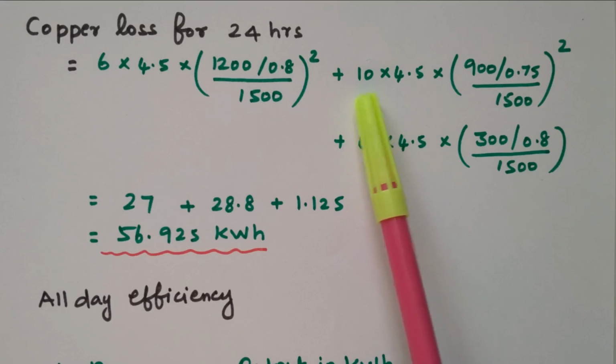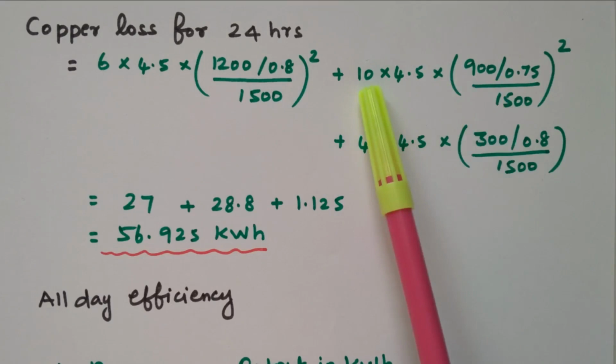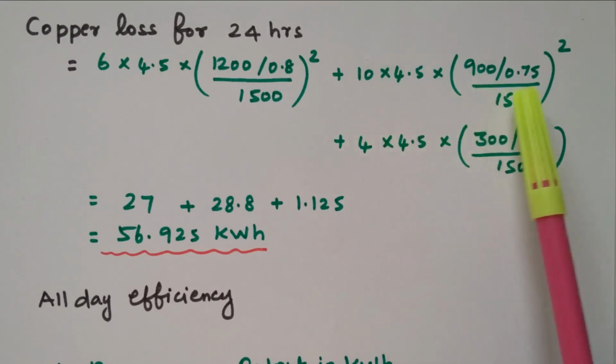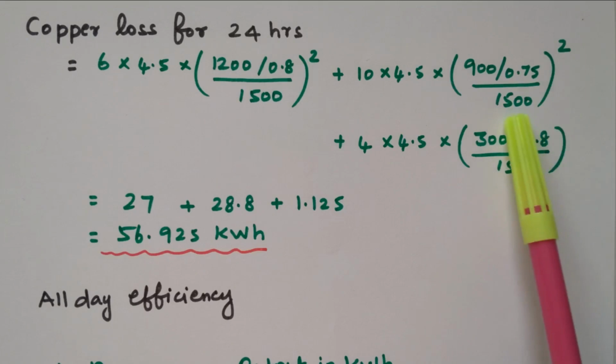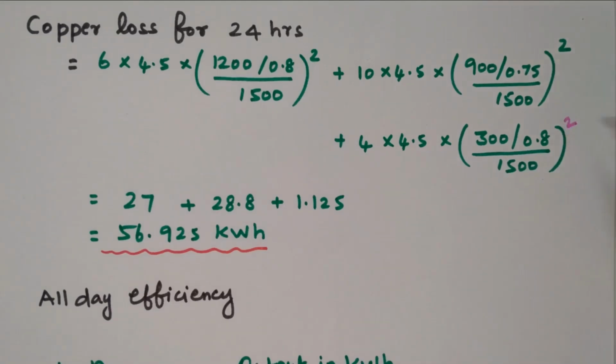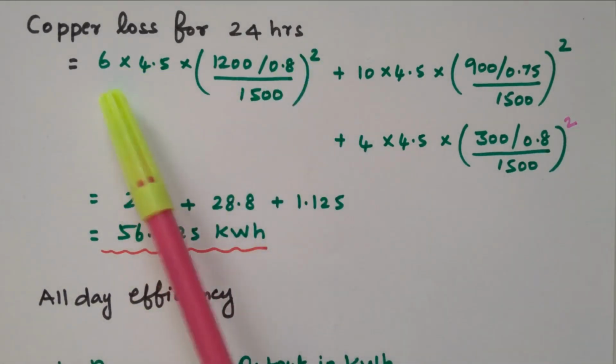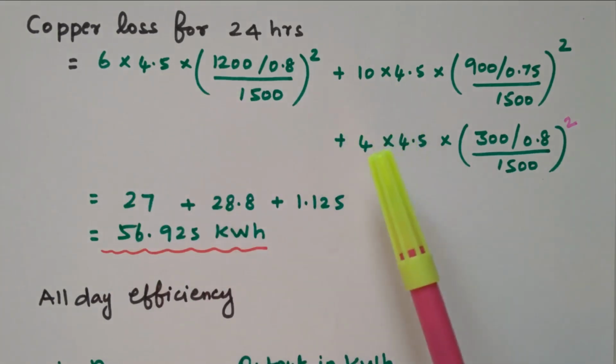Similarly, for the next 10 hours, the copper loss is 4.5 with output 900, and the power factor given is 0.75, divided by 1500 squared. Similarly, for the next 4 hours, the output is 300, power factor is 0.8, divided by the actual kVA 1500, squared, right. So this is the copper loss calculated for 6 hours, next 10 hours, and next 4 hours. For the remaining 4 hours the power is 0, right.